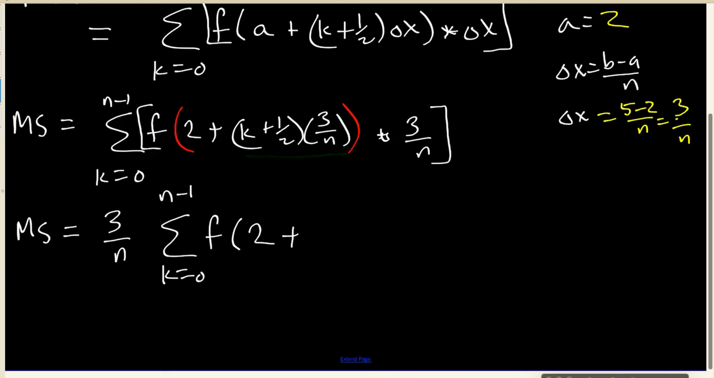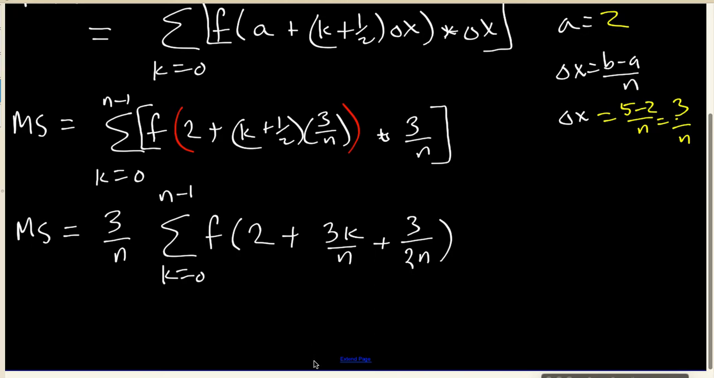That can be rewritten as 3k over n plus 3 over 2n, simply by doing k times 3 over n and 1/2 times 3 over n. So we get that. And then the 3/2 has already been pulled outside.